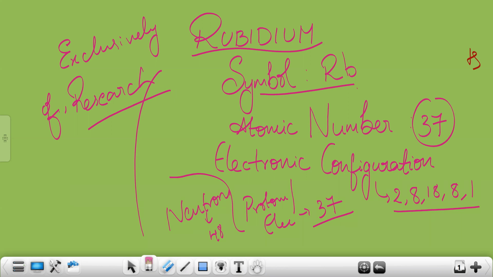Different kinds of research work will be going on in international scientific research units. So rubidium is especially used for the purpose of research. Further details you will be learning in your higher classes. Ma'am, does that mean it is still under research?